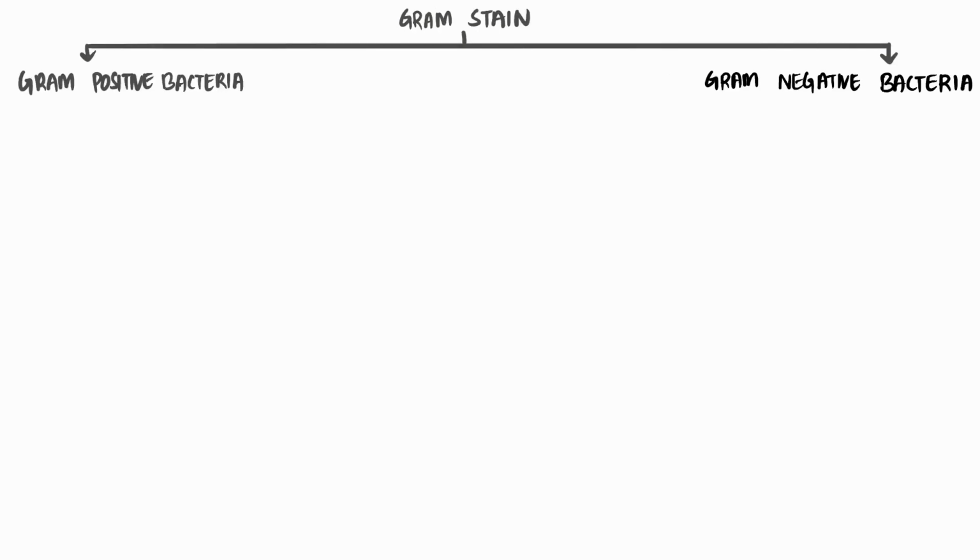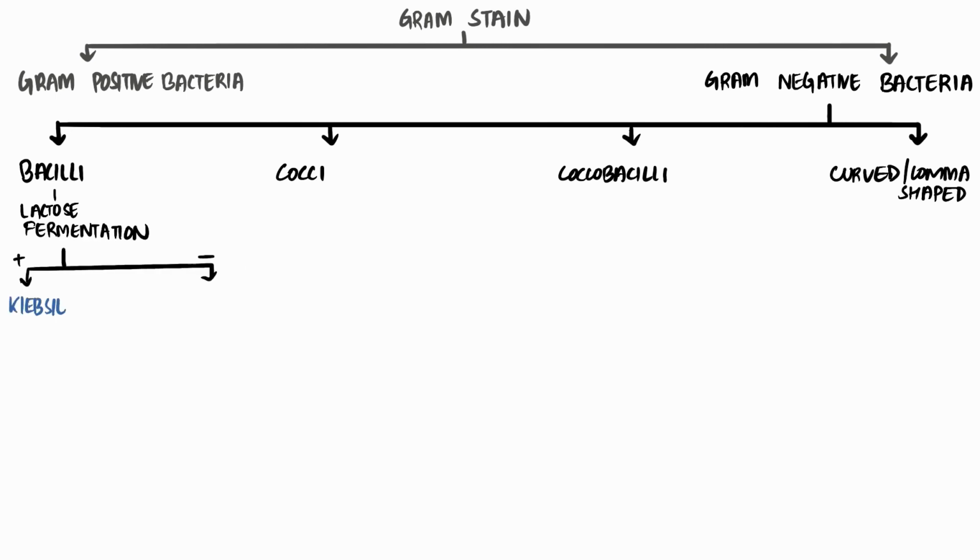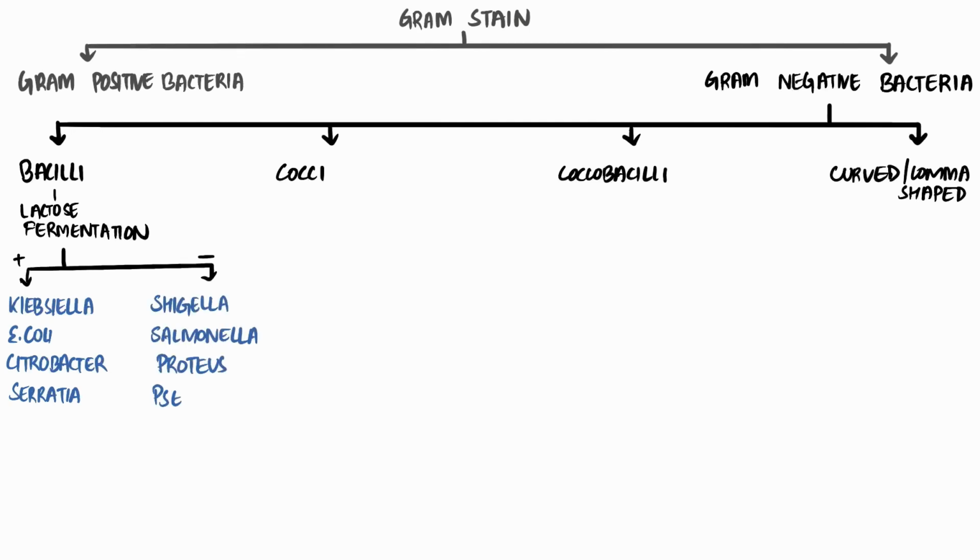Now let's look into the gram-negative bacteria. Based on their shape, they are further categorized into bacilli, cocci, coccobacilli, and curved or comma-shaped bacteria. The gram-negative bacilli can be further divided into groups based on lactose fermentation. Organisms that ferment lactose include E. coli, Klebsiella, Citrobacter, and Serratia. Organisms that do not ferment lactose include Shigella, Salmonella, Proteus, and Pseudomonas.